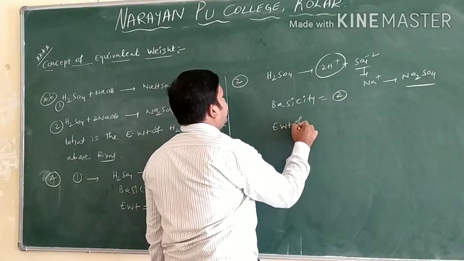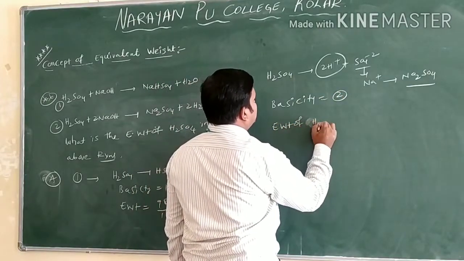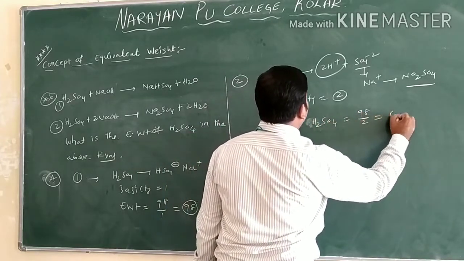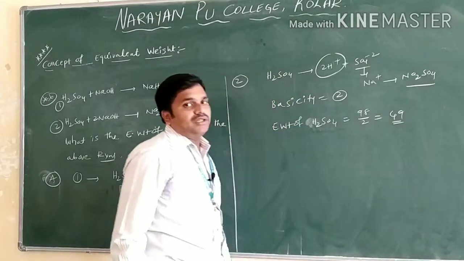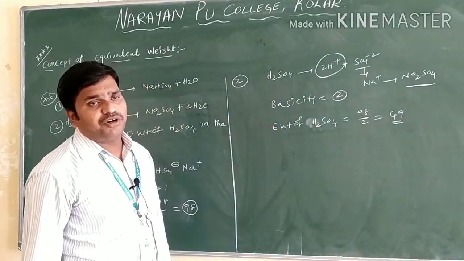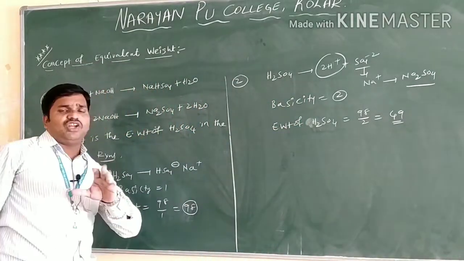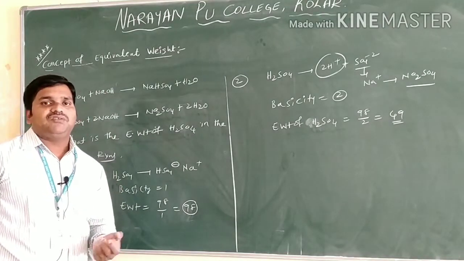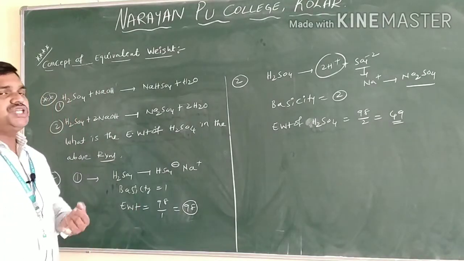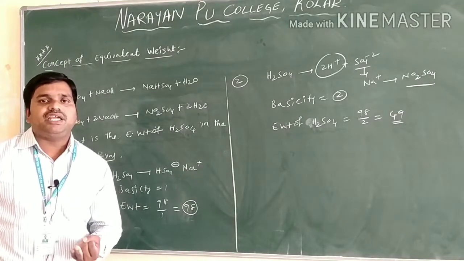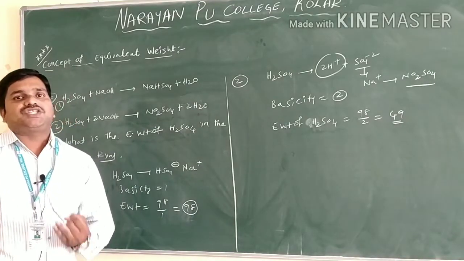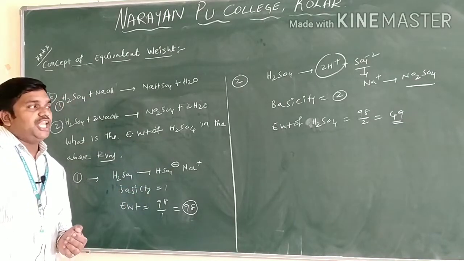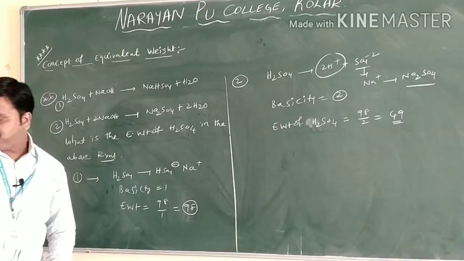Equivalent weight of H2SO4 is equal to 98 by 2, that is equal to 49 only. Means in the chemical reaction you can observe how many H plus ions are involved in the reaction. From that you can find out the basicity. By using that basicity you can find out the equivalent weight of the acid only. So this is one example for the concept related to equivalent weight of acid.